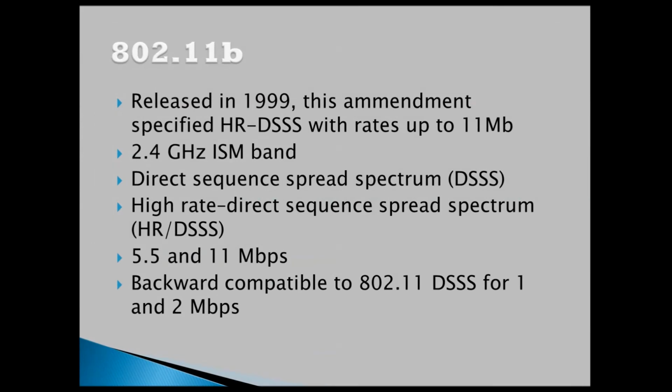802.11b. Released in 1999, this amendment introduced high-rate direct sequence spread spectrum, which used a new encoding technique and enabled rates up to 11 megabits per second. 802.11b operates in the 2.4 GHz ISM band. Direct sequence spread spectrum and high-rate direct sequence spread spectrum were the modulation technologies used, and the data rates jumped to a maximum of 11 megabits per second. 802.11b is backwards compatible with 802.11.